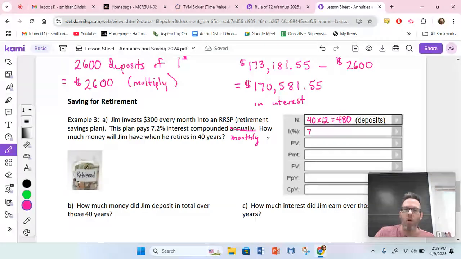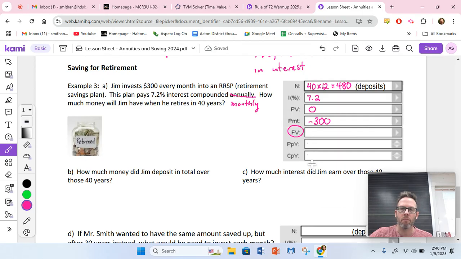Yeah, and you guys are getting pretty pro at this, so I don't think we need to take as much time setting them up. I is the interest rate. We're starting with nothing. PMT, he's investing $300 every month. We're looking for how much he will have. And this is a monthly question. So PPY, CPY, 12 and 12. Let's find out what he has. And let's do a calculation to show how much interest, how much free money Jim made just by starting to plan for retirement early.